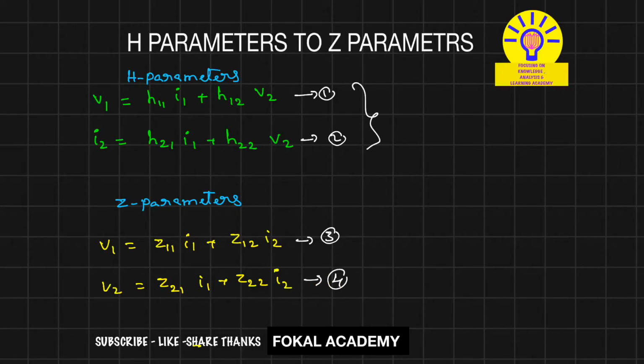Now how can we bring the Z parameter equations from the given H parameter equations? So observe here. Second equation and fourth equation, compare here. Here I2, I1, V2 is there. Similarly in the fourth equation I1, I2, V2 is there. So bring the V2 equation from the second equation. Then we get the fourth equation in terms of H parameters.